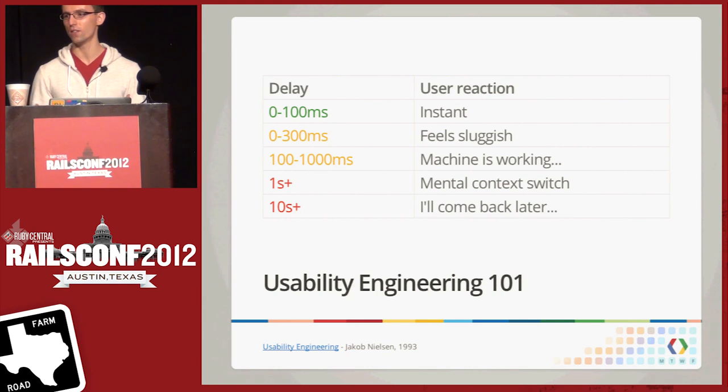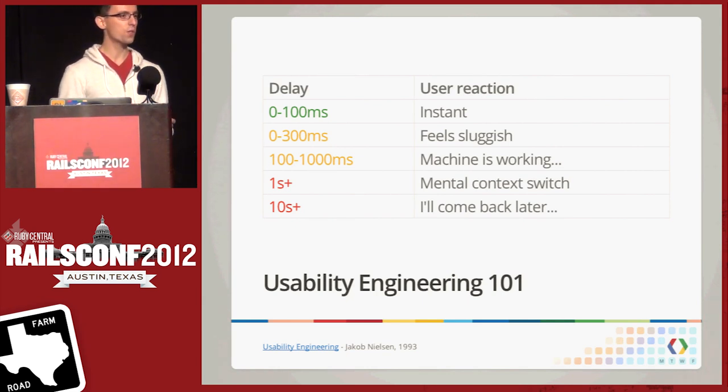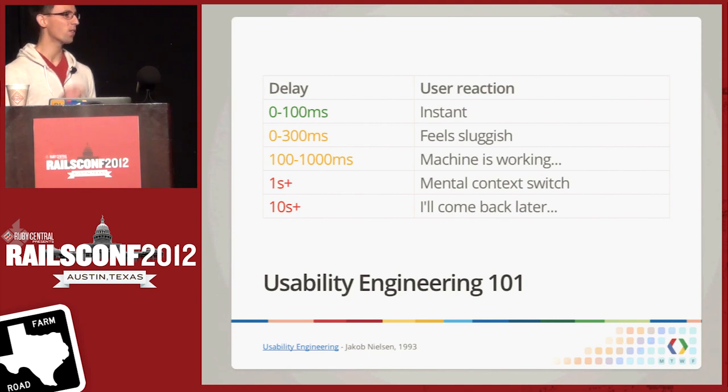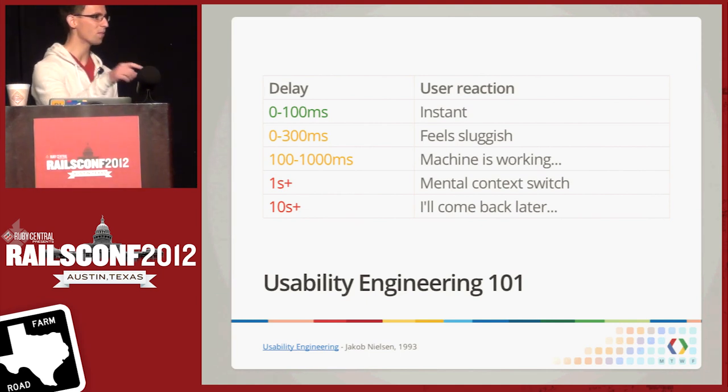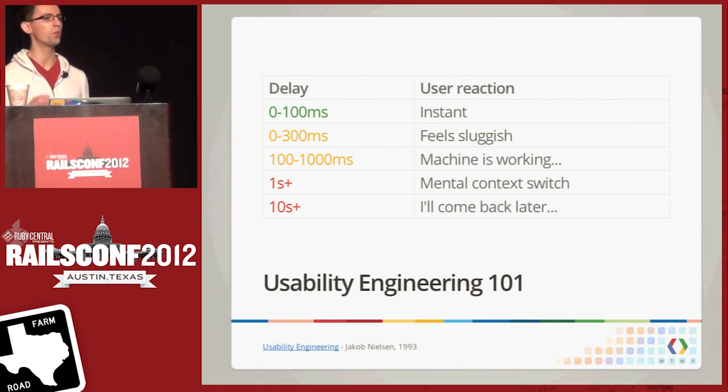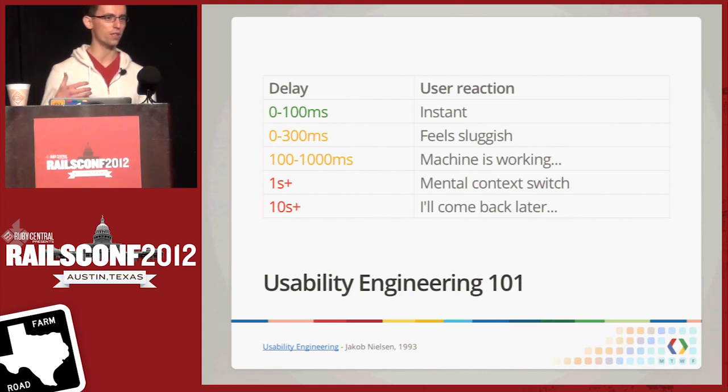We can't actually tell the difference, right? It's 50 milliseconds or 100 milliseconds. So you're safe there. 0 to 300, it starts to feel sluggish. It's kind of like that sticky button. You press it and something just didn't feel right. If you go over 300 milliseconds, all of a sudden you get this mental image of, okay, the computer is thinking. Something is going on in the background.